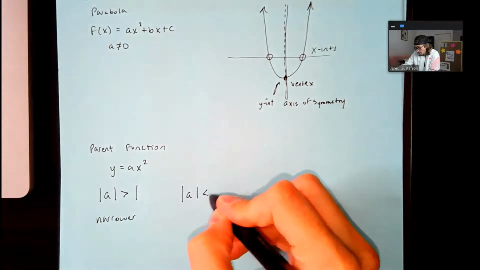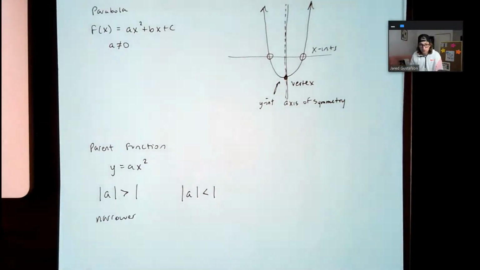If the absolute value of a, the coefficient of x squared, is less than 1, so you know, -1/2, positive 0.2, those numbers very close to 0, it's going to be wider, because you are squishing your y-coordinates. So if you take your parabola and squish it this way, it's going to get wider.